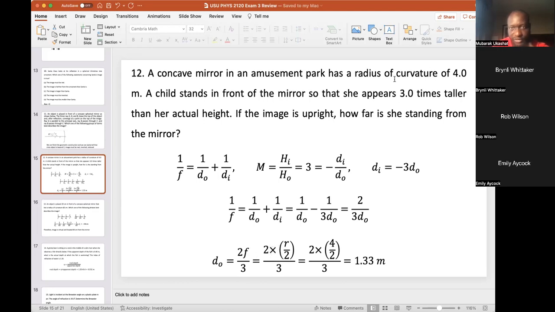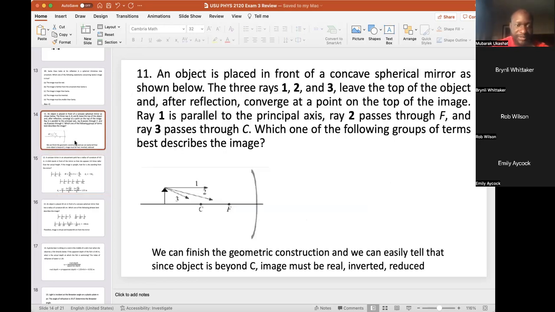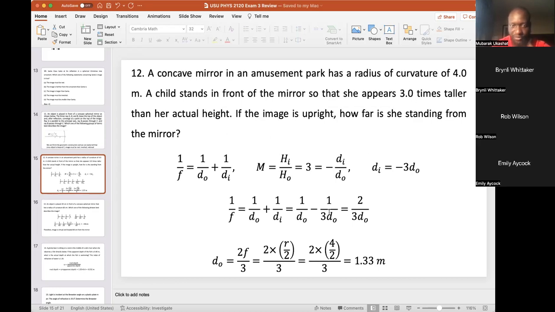Focal length is the radius of curvature divided by 2. So your focal length is different from your radius of curvature. Your radius of curvature divided by 2 is your focal length. If you come up here, from C to the mirror is your radius of curvature. From F to the mirror is your focal length, and from F to the mirror is half of from C to the mirror. F as a point is called the principal focus. The point is not the focal length, it's the distance that's the focal length. C is called the center of curvature. It's a point, but the distance from the center of curvature to the mirror is what we call the radius of curvature, which is 2 times the focal length. We are given the radius of curvature to be 4, so our focal length becomes half of 4.